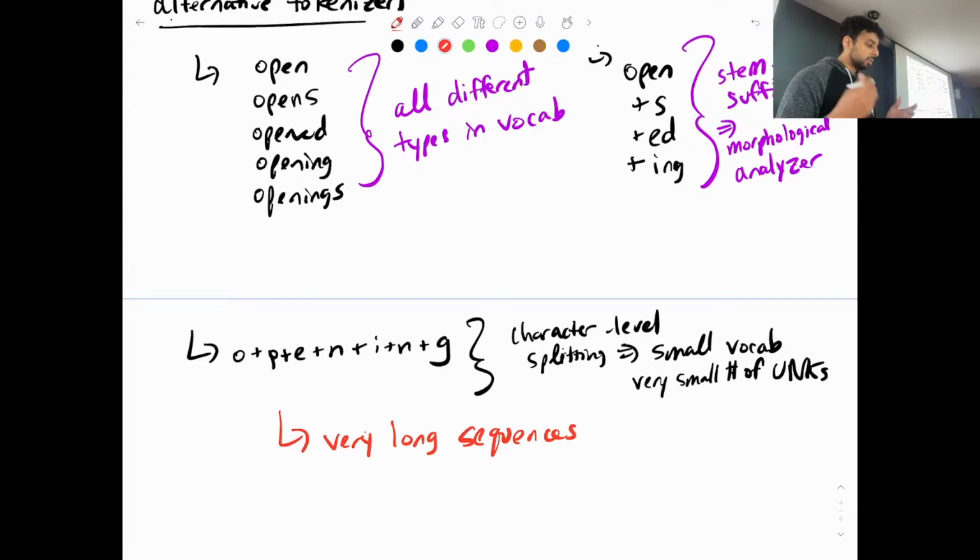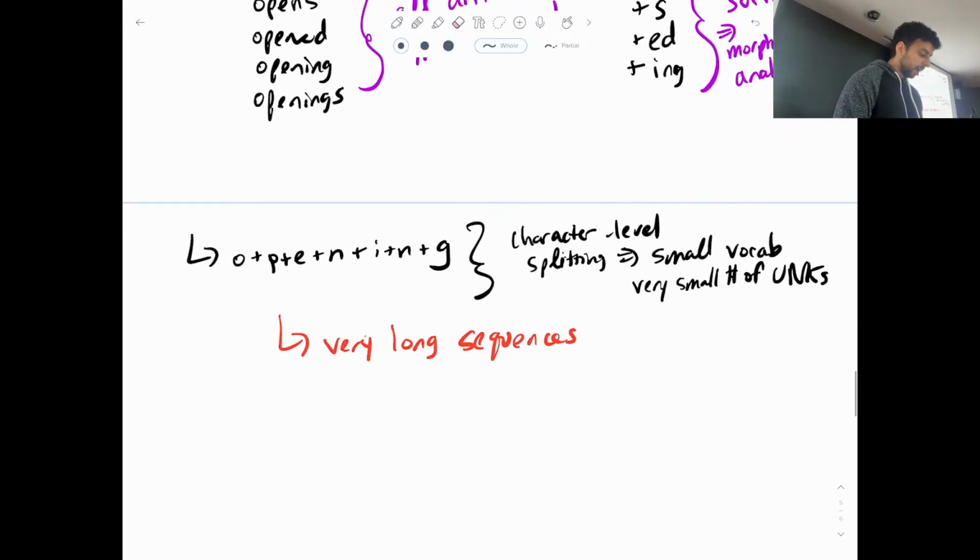And so why is that bad? Why might we not want this? So the thing is that, I'll write it down here.